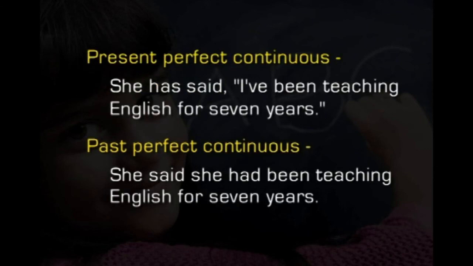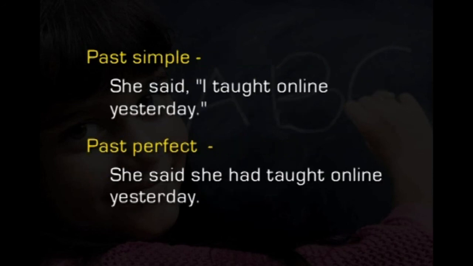Present perfect continuous changes to past perfect continuous. For example, she said, "I have been teaching English for 7 years." She said she had been teaching English for 7 years. And simple past becomes past perfect. She said, "I taught English online yesterday." Now that changes to past perfect. She said she had taught online yesterday.